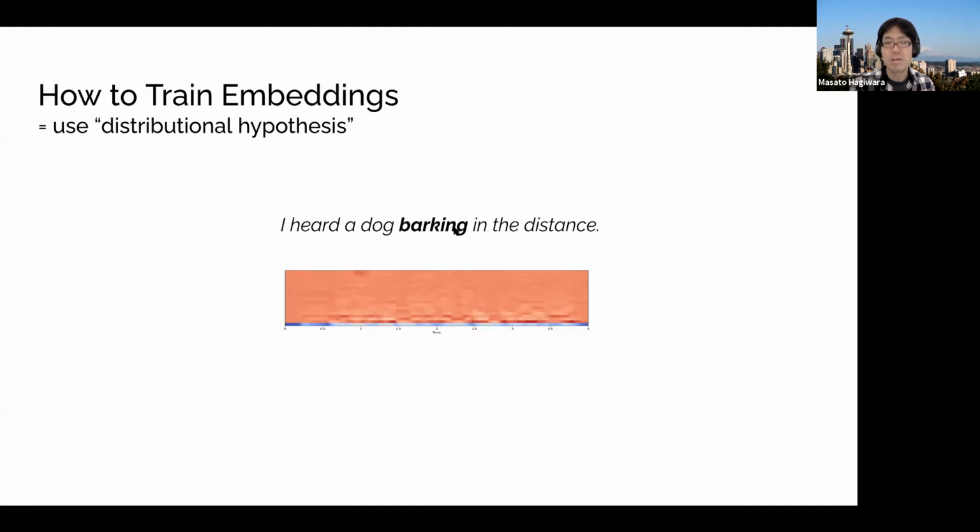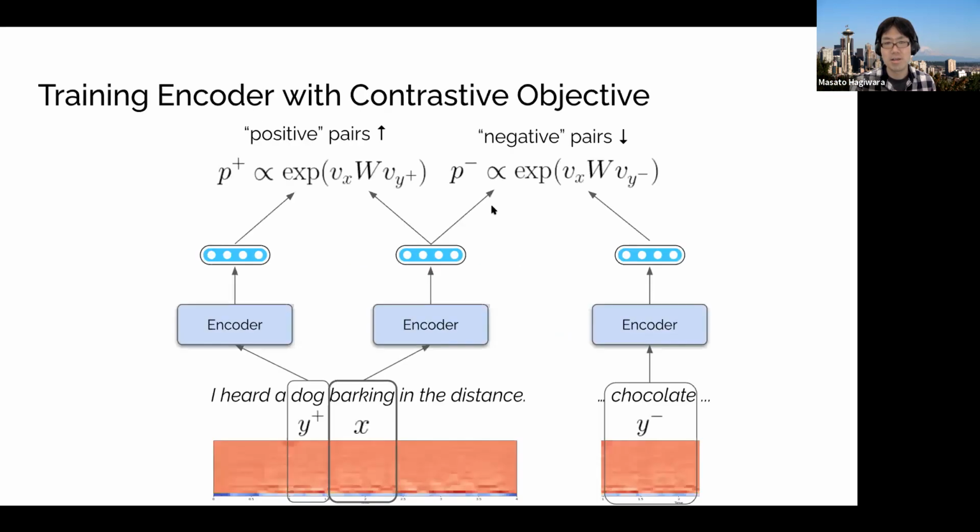So you know from this context that barking has something to do with hearing and something to do with dogs, and maybe something you can even hear from the distance. So the context has a lot of information about the words. So that's what we leverage here.